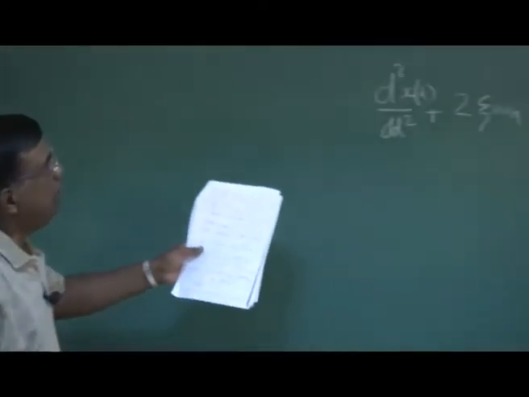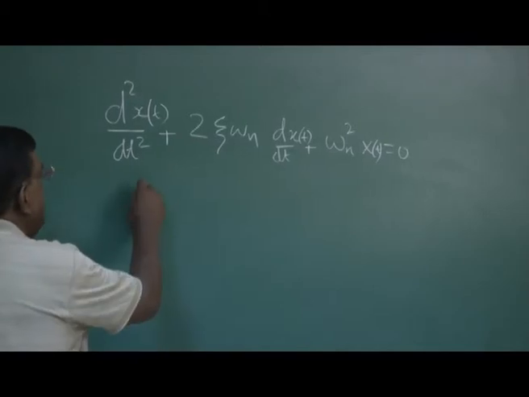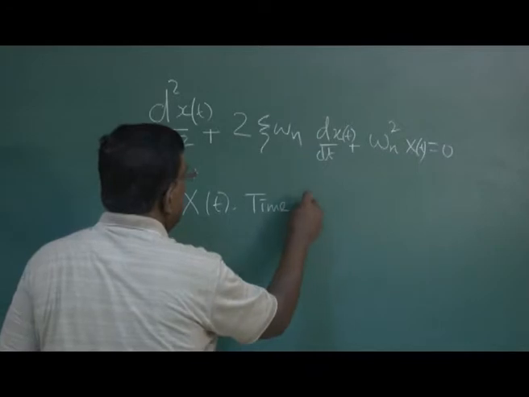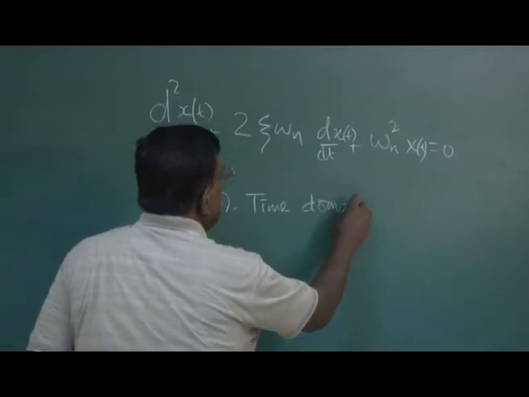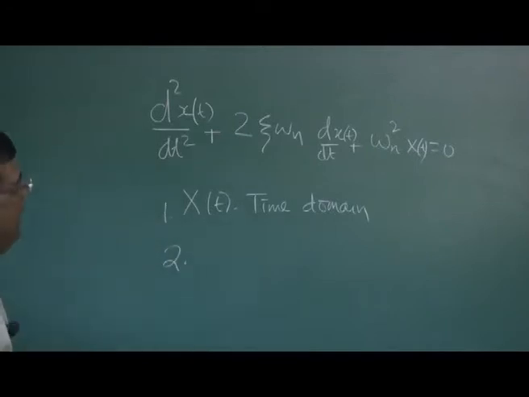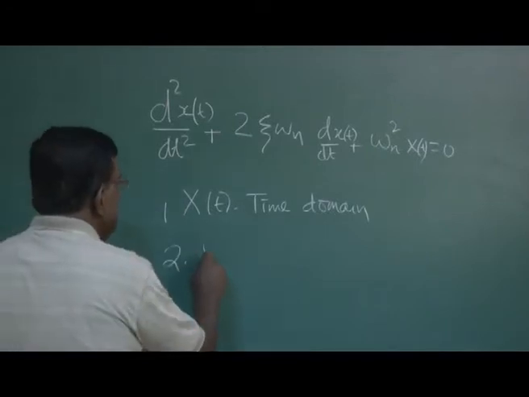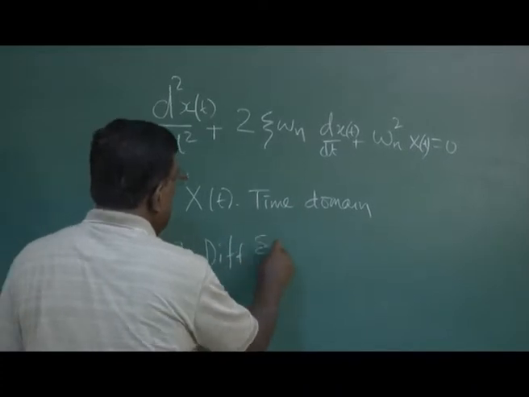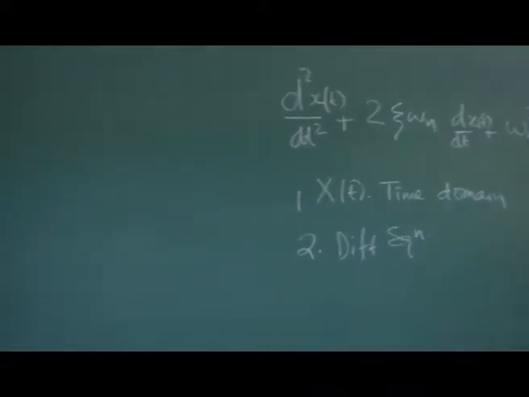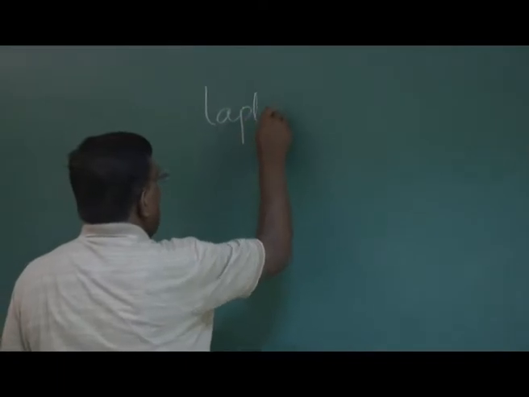If you see here, we are talking in terms of time domain because x of t, right? This is in time domain. We are also observing that this is a differential equation, right? Now, historically, one of the approaches: why don't we change this equation from time domain to a frequency domain? And that is essentially a Laplace transform.